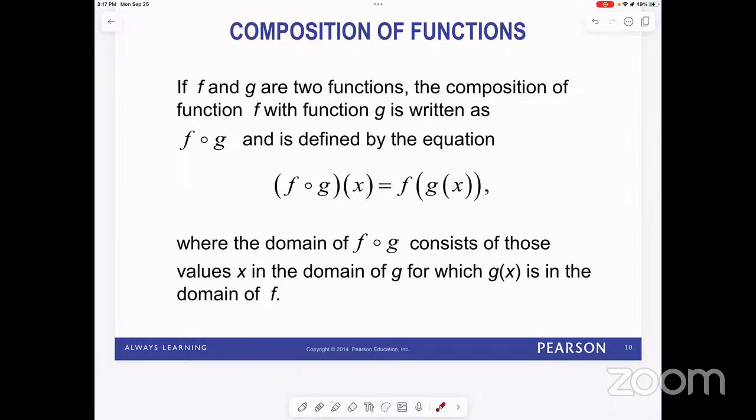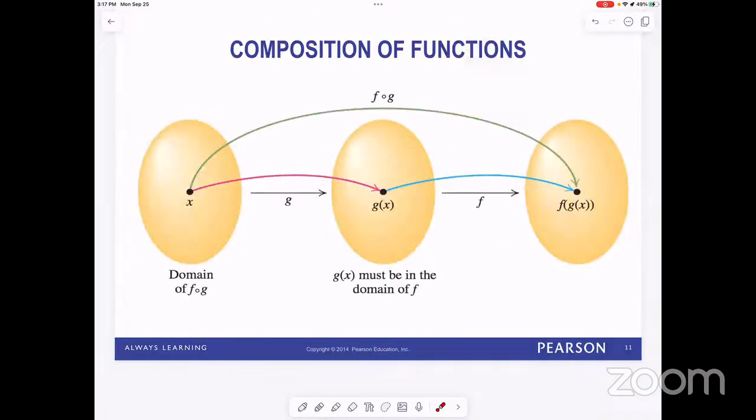This slide is a pictorial representation. Say you have your original domain, your set of input values. You pass them through the function g, and then you produce your output values g of x. Then we take those output values, pass them through the function f, and generate f composed g. So the domain of f composed g comes from the domain of g. We'll see in a couple of examples how to find the domain of a composite function, using a 3-step process.